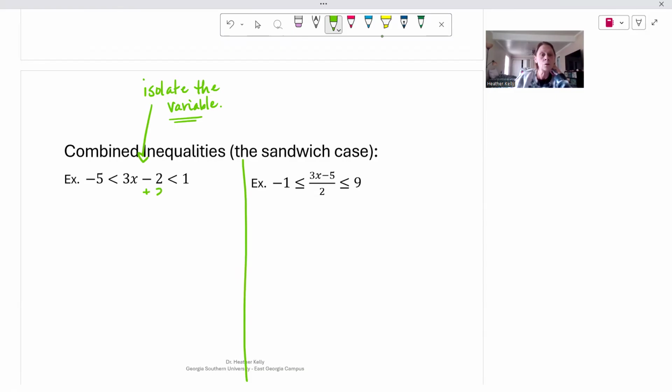So let's add 2 to all three sides, okay? -3 less than 3x less than 3 is what we wind up with. Now the x is not isolated yet. We need to divide by 3, and what we do to that guy, we do to all three pieces. And now we have -1 less than x less than 1. We didn't divide by anything negative, so no need to flip any signs, do anything heroic there. Just time to write the answer in interval notation.